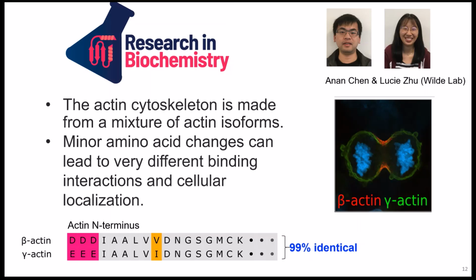The Wild Lab is studying other proteins called formins, and these assist with the recruitment of the different actins to either the furrow of the HeLa cell, so beta actin shown in red, or the cortex, which is gamma actin shown around the outside. So this is really important for cytokinesis and the division of these cells. This work was being done by Anna Chan, a PhD candidate, as well as Lucy Zhu, who is a master's student and a recent graduate of the Department of Biochemistry. So if you go into research, this could be you as well.